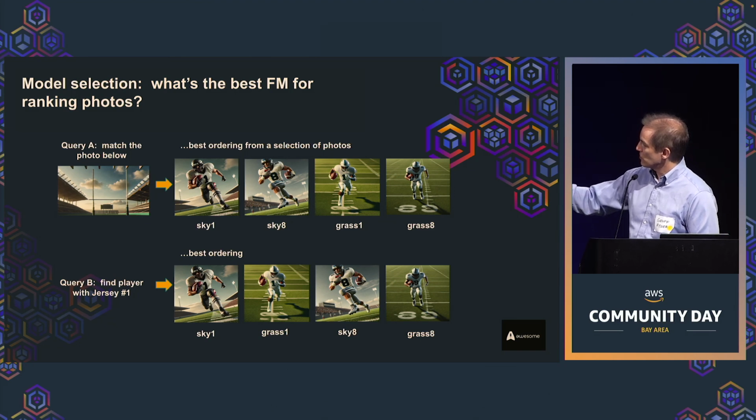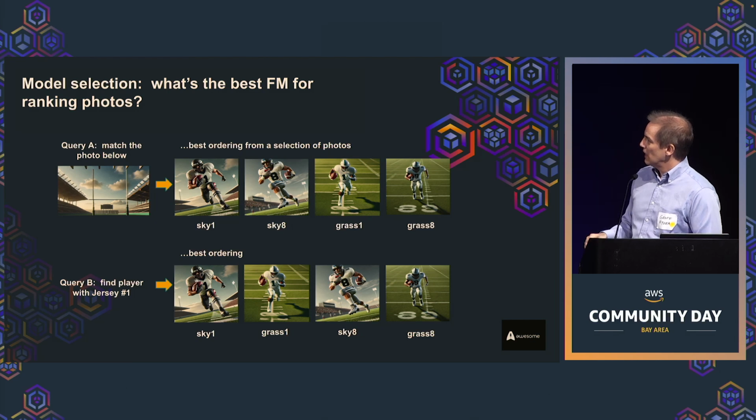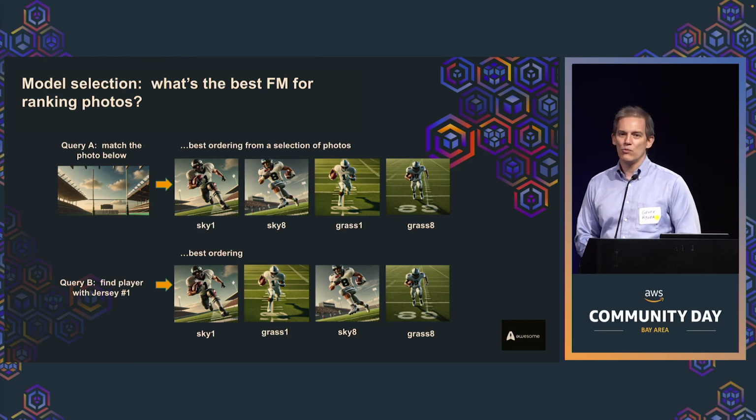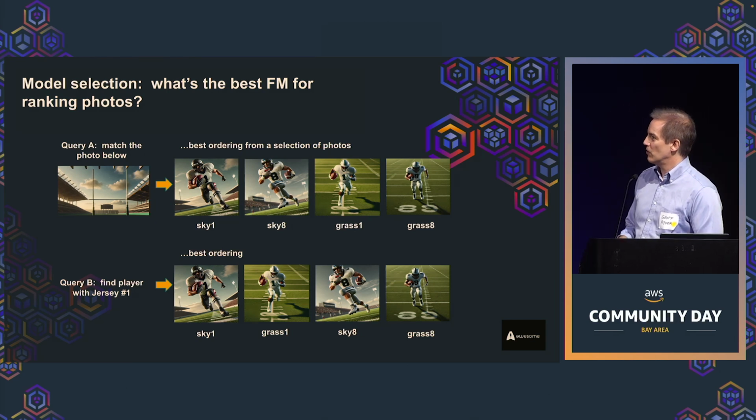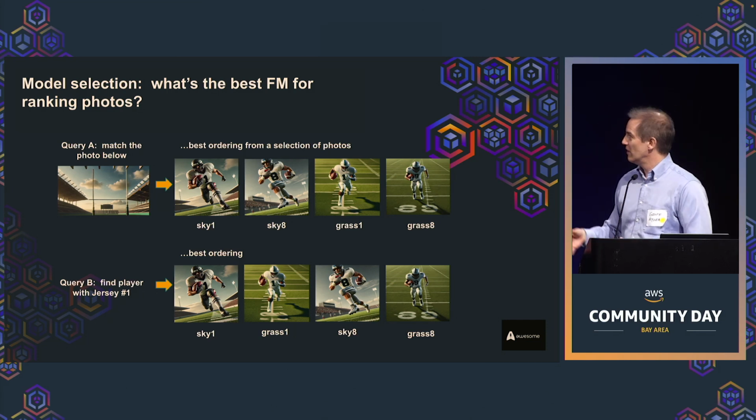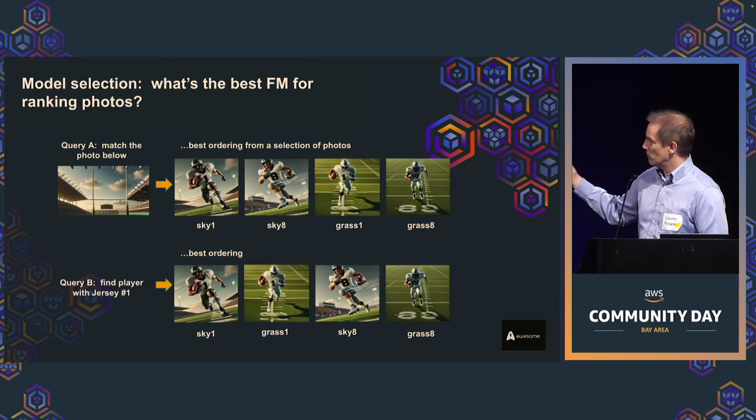And then you're going to match the two photos you see there on that top row, Sky 1 and Sky 8. If you have a different type of query, maybe you want to buy a commemorative photo for your son, your nephew, your grandson, you're going to look for a jersey number, like 1. And so Sky 1, Grass 1 would be the best choices.